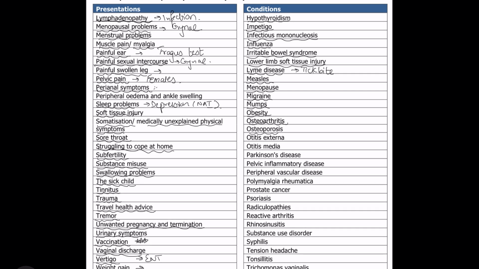And obesity, we have talked about it. Osteoarthritis, we have talked about it. Osteoporosis, we have talked about it. Otitis externa, otitis media, we have talked about it. Parkinson's disease, which we have talked about.